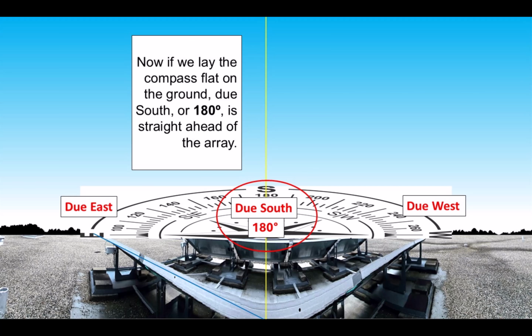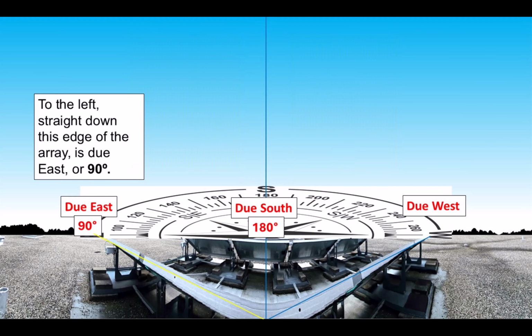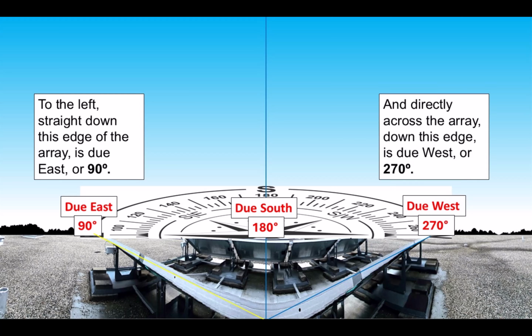Now if we lay the compass flat on the ground, due south, or 180 degrees, is straight ahead of the array. This array is well positioned to get lots of sun since it's pointed or oriented where we find the sun, in the southern sky. To the left, straight down this edge of the array is due east, or 90 degrees. And directly across the array down this edge is due west, or 270 degrees.